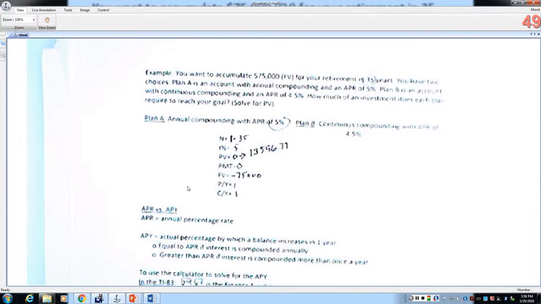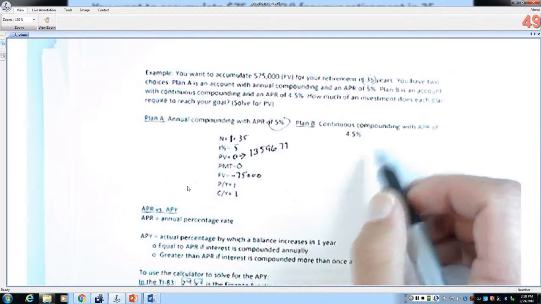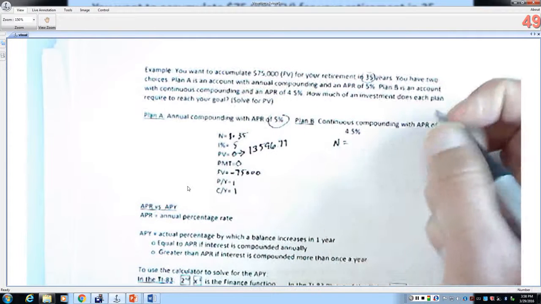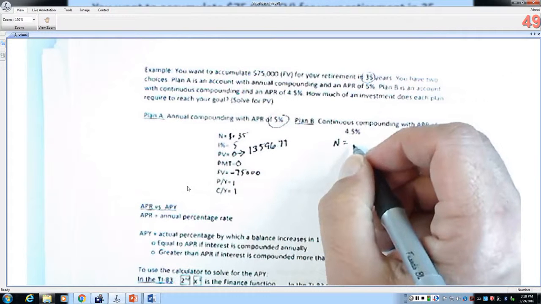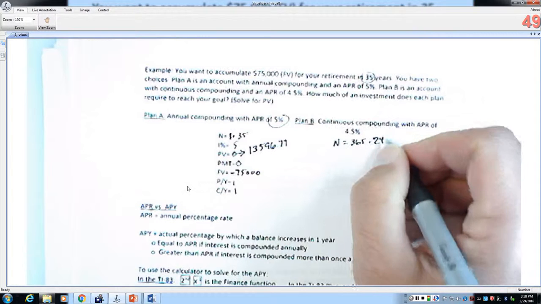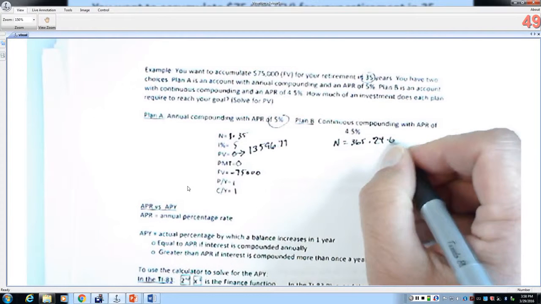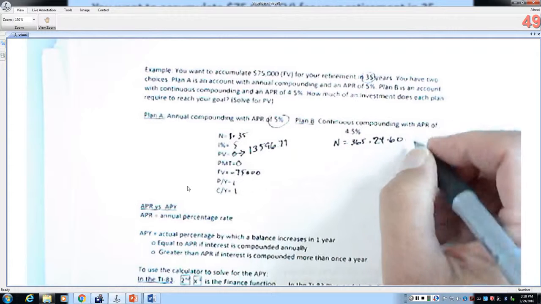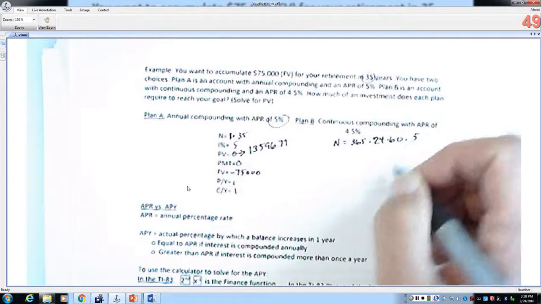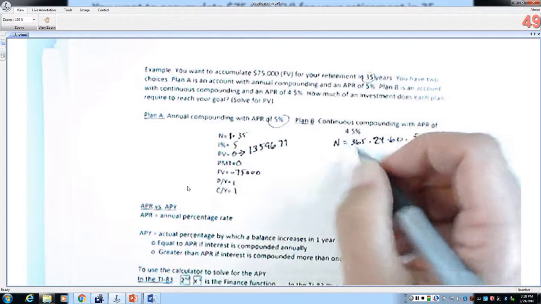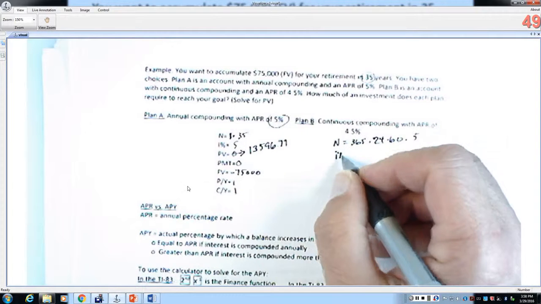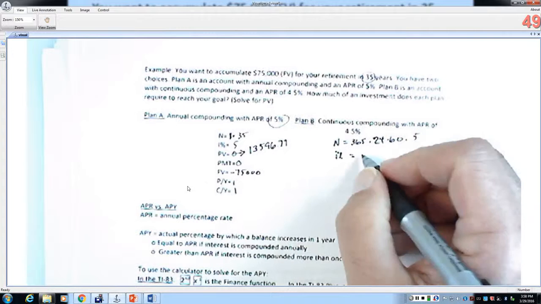Now let's look at the next one right here, continuous compounding with APR of 4.5%. So now in this one, for my N, what I'm going to have is 365 days times 24 hours in a day and 60 minutes in an hour times the number of years that we had to do this, and that was still 35 years, okay? Then our next one is going to be my interest rate, and my interest rate in this case is 4.5%.